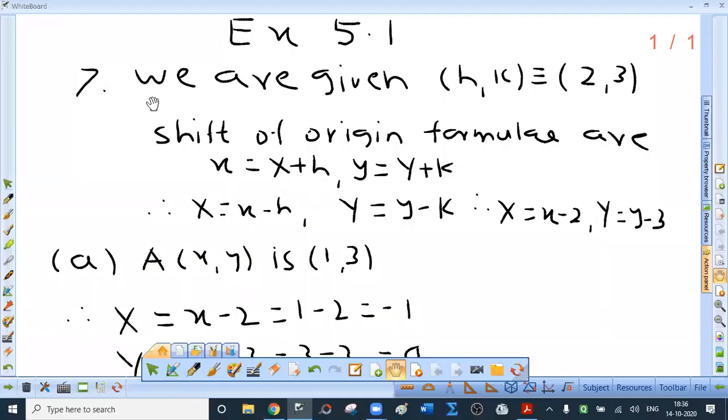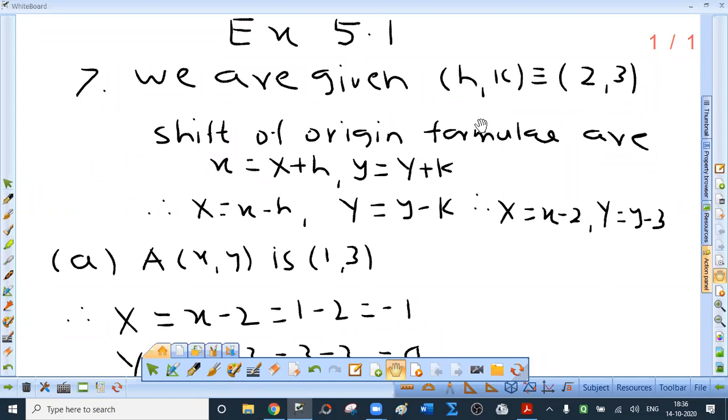Exercise 5.17 sum. If the origin is shifted to the point O dash (2, 3), the axes remaining parallel to the original axes, this is important, find the new coordinates of the points. Means what? The given coordinates must be old coordinates, simple. So we have to say that the shifted origin (H, K) is (2, 3). So clearly H equals 2, K is 3.